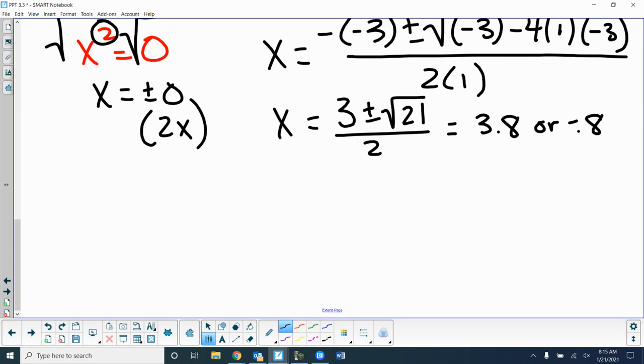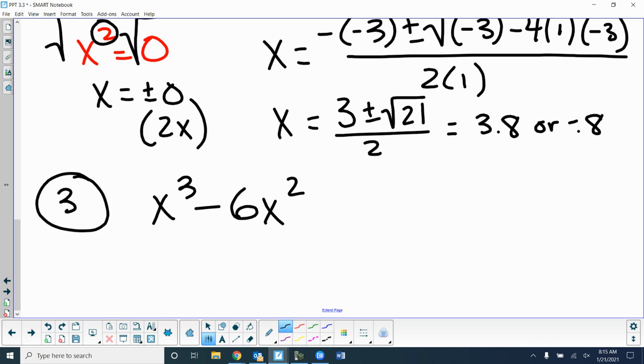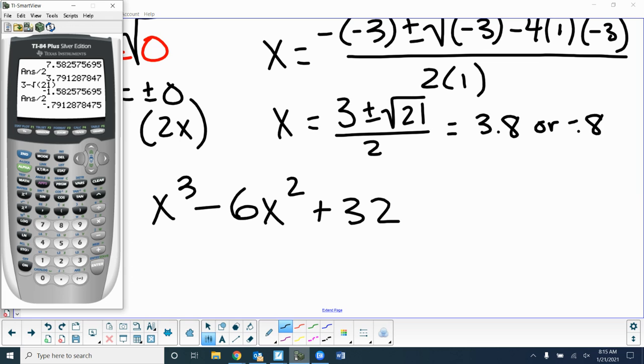Number 3. Okay, this one's x cubed. So how many zeros am I going to look for? 3, right? This won't factor. There's no factors of 32 that give me 6. So I'm going to do my calculator again. So x cubed minus 6x squared plus 32. Straight through, and it bounced.